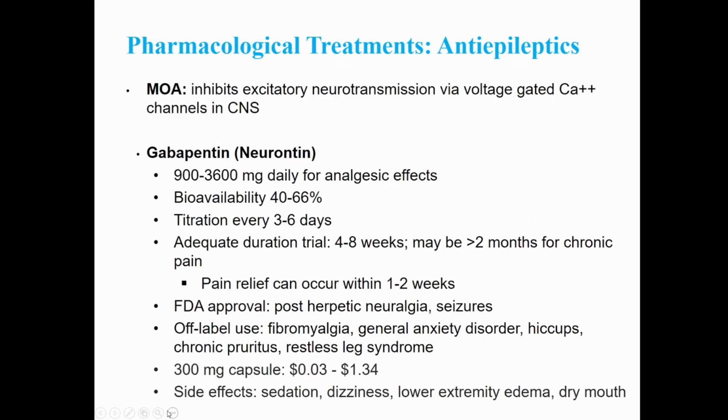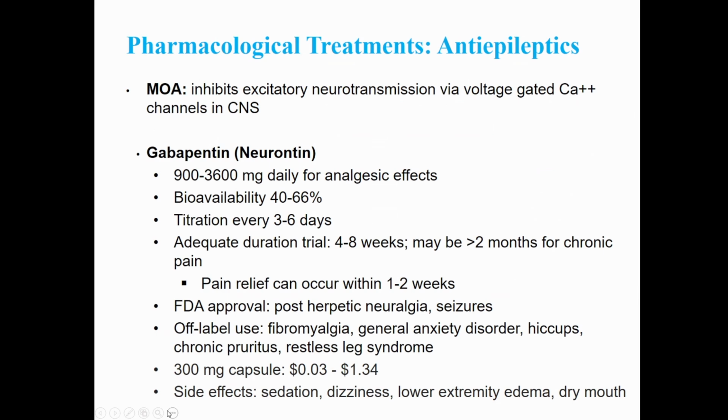When we talk about anti-epileptics or gabapentinoids, we're talking about a mechanism of action of inhibiting excitatory neurotransmission along the voltage-gated calcium channels in the CNS. The first medication we'll talk about is gabapentin, or Neurontin. There's a huge range in the maximum dose you can give, from 900 to 3,600 milligrams. The bioavailability is quite variable, 40 to 66%.